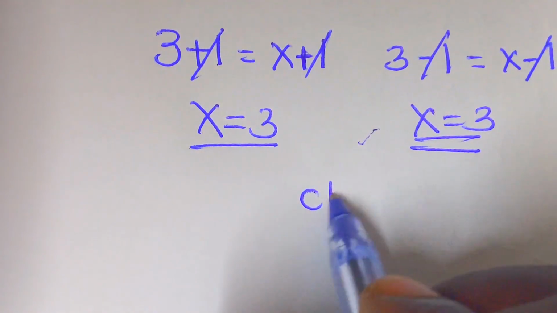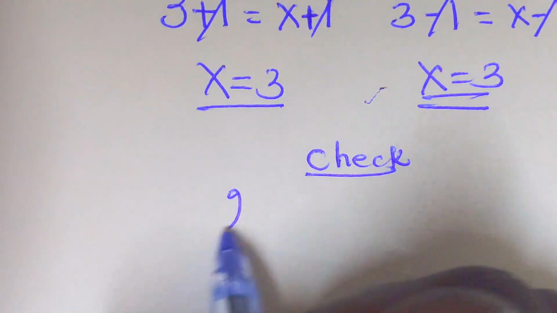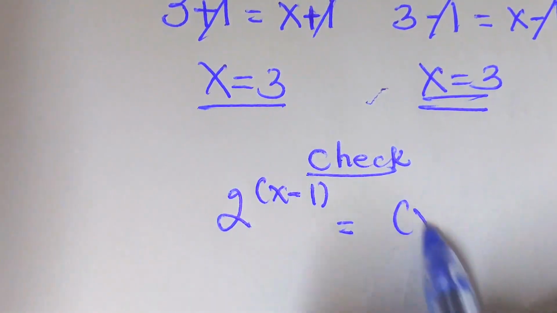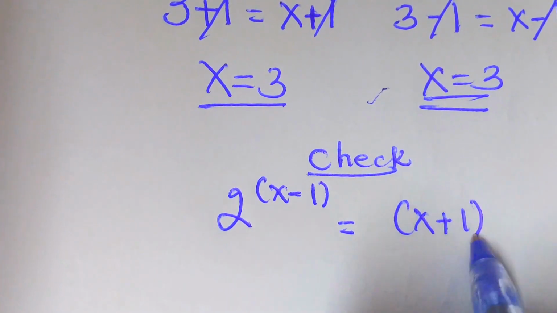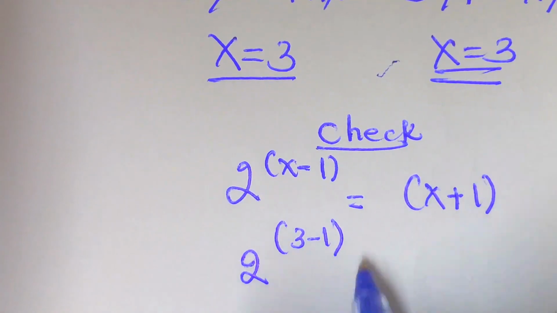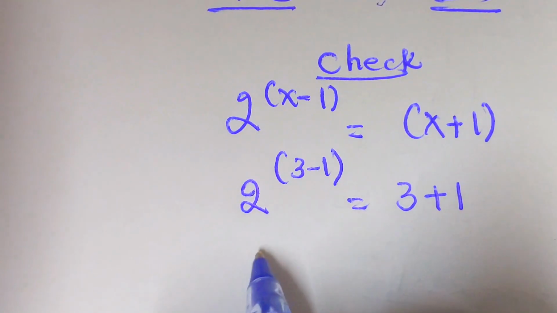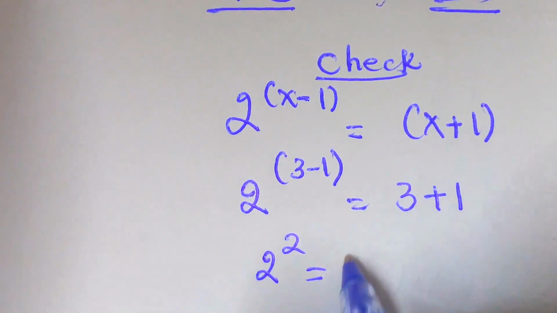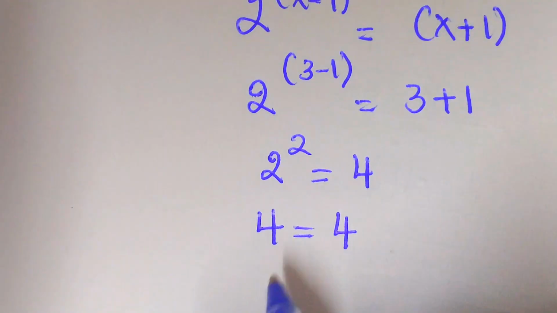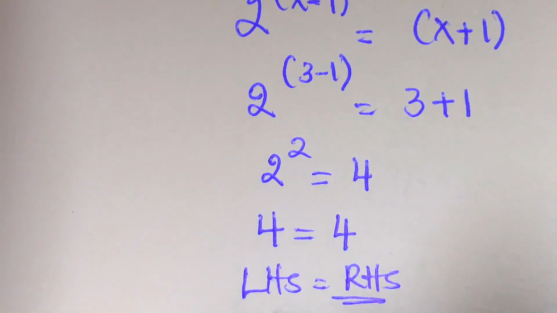But here we have to check if the answer is correct. We have 2 power x minus 1, which equals x plus 1. And here we have 2 power 3 minus 1 equals 3 plus 1. And this is 2 power 2, which equals 4. And 4 equals 4. Left hand side equals right hand side.